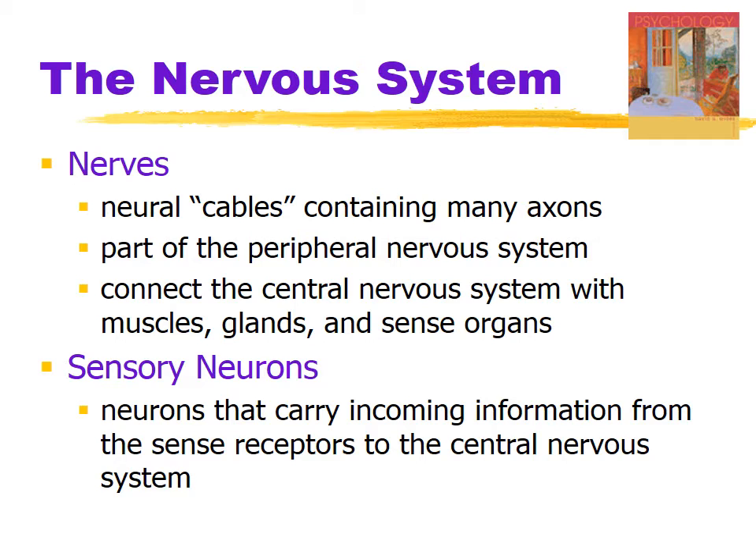What's the difference between a neuron and a nerve? Nerves typically are bundles of neurons working together in the peripheral nervous system, and sensory neurons bundle together to carry incoming information from our sense receptors. Sensory neurons transmit information from the eyes, ears, tongue, our sense of touch, and so on.